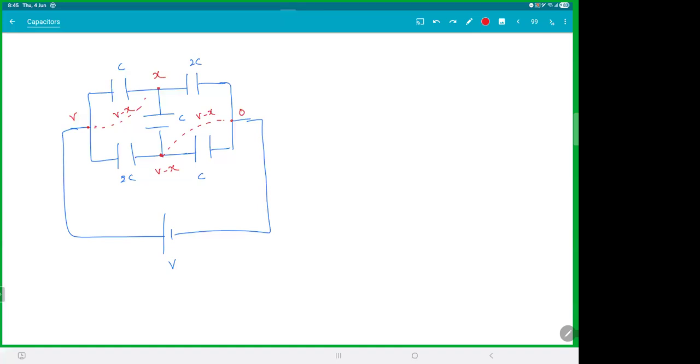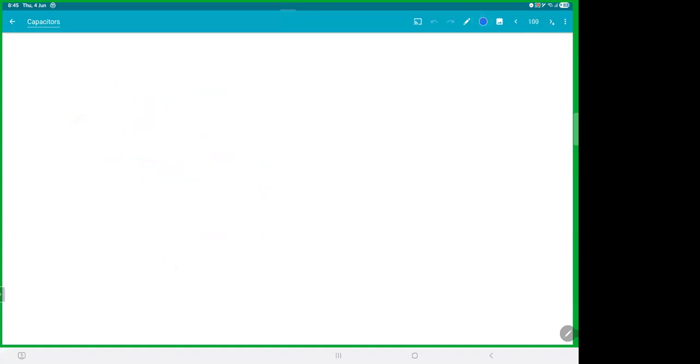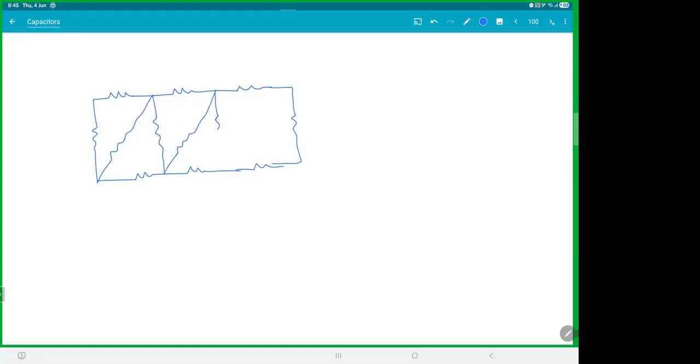Now, wait, I'll ask you one more. Now, you tell me how to do this thing. Because if they want to ask you, they'll make it more complex. Let's say you have a circuit like this. Maybe I'll give you resistors. Let's say this is B and this is A. All are R. Can you just name the potentials of the nodes?